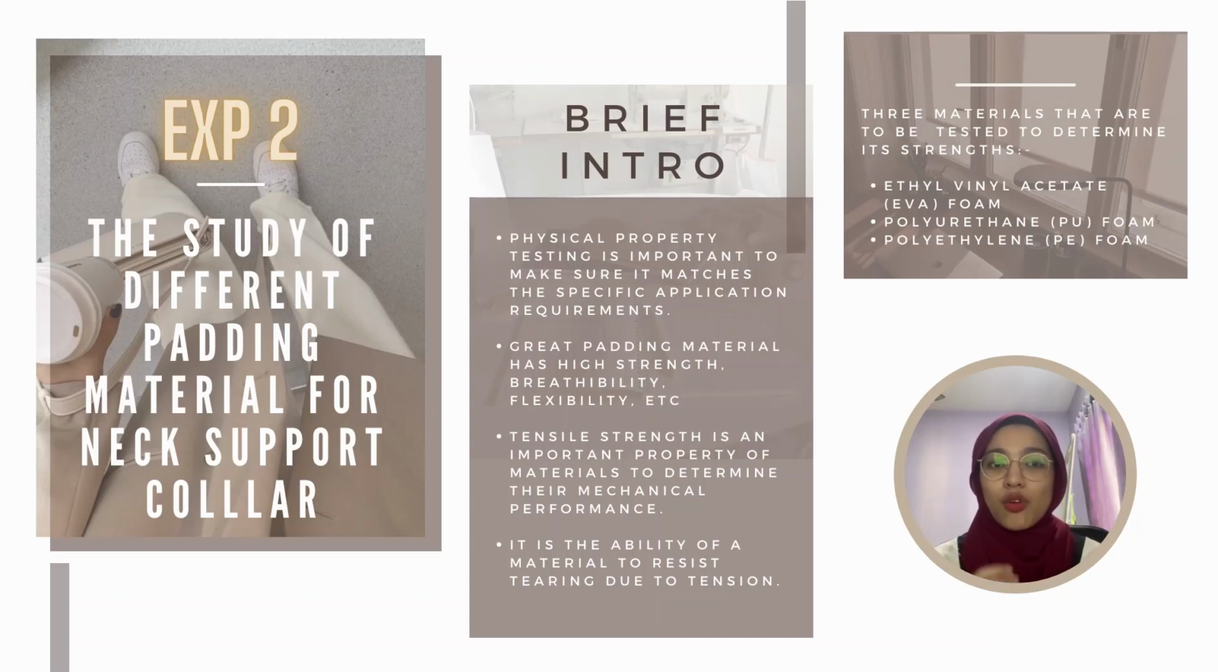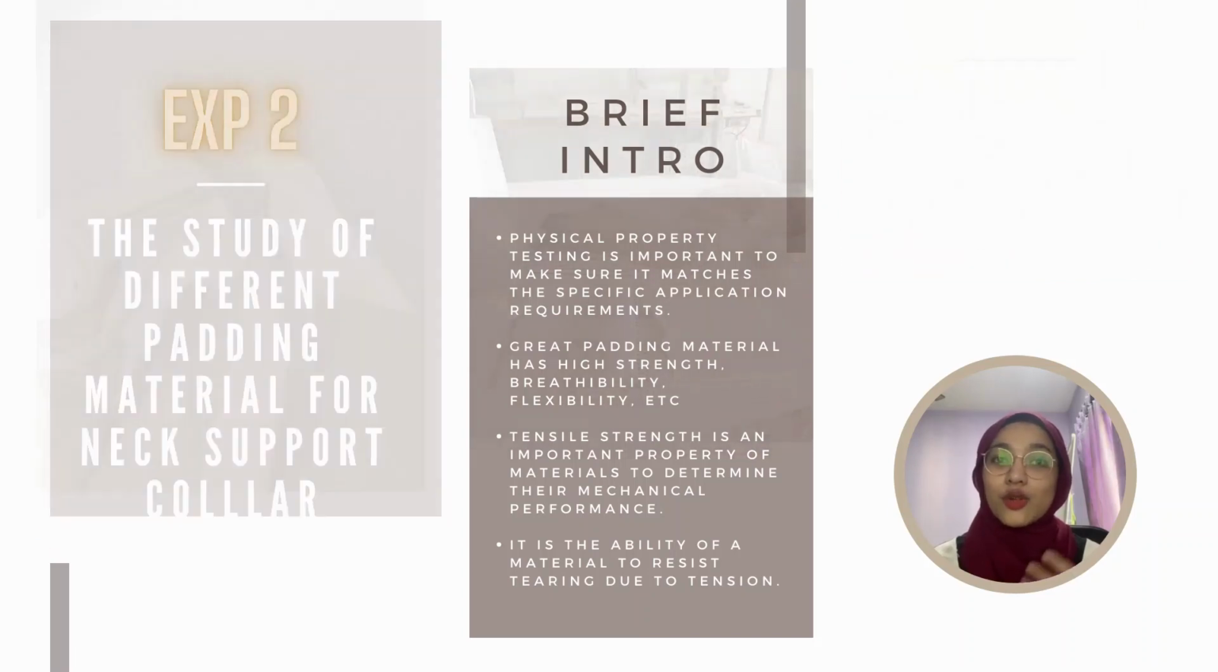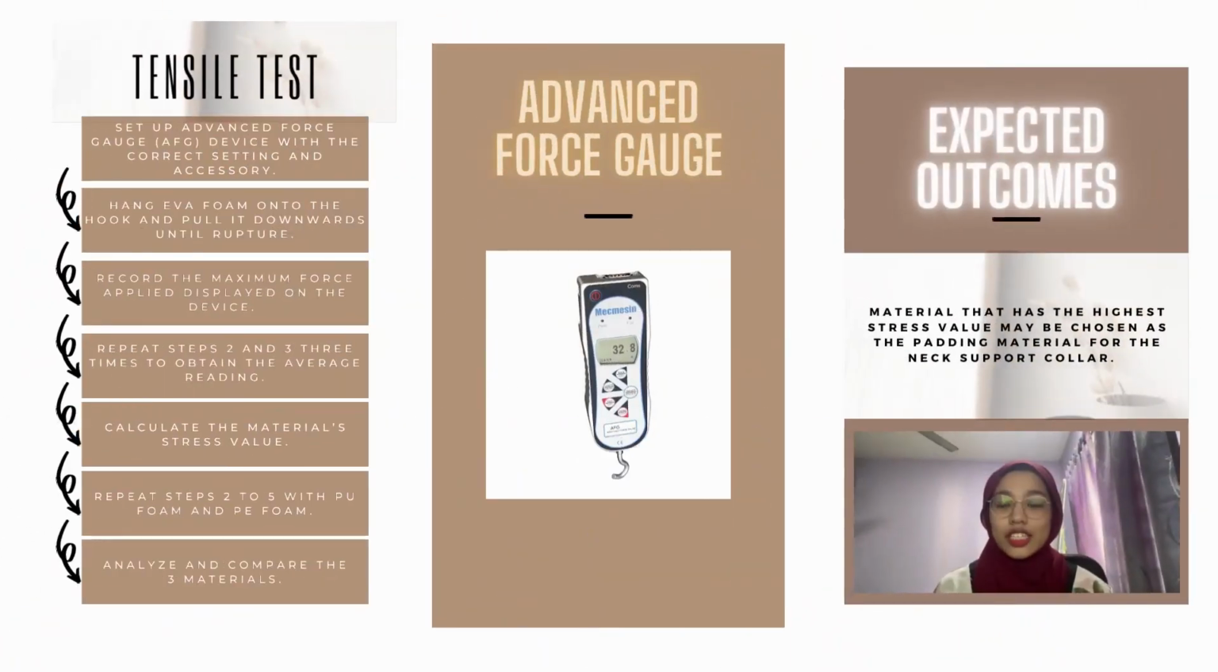In this experiment, we are going to test the materials' tensile strength, as it is an important property to determine their mechanical performance. If you're wondering what tensile strength means, it is the ability of a material to resist tearing due to tension. Materials to be tested in this experiment are ethyl vinyl acetate foam, polyurethane foam, and polyethylene foam. Next, according to our supervisor's advice, we are using an advanced force gauge as the equipment to test the materials' tensile strength.